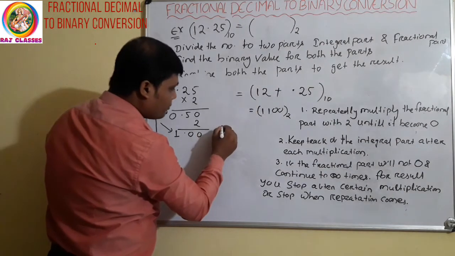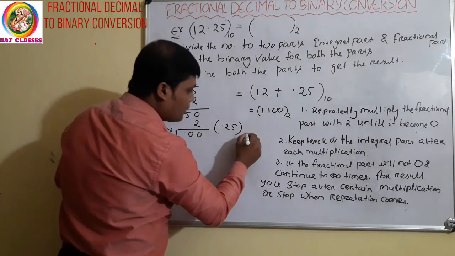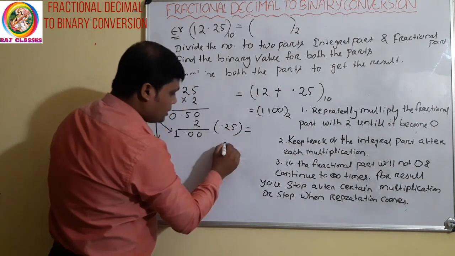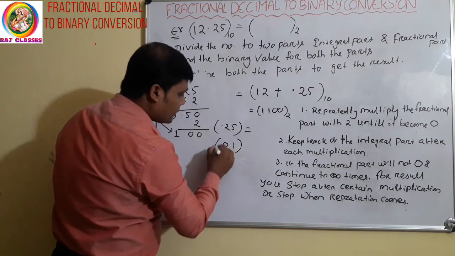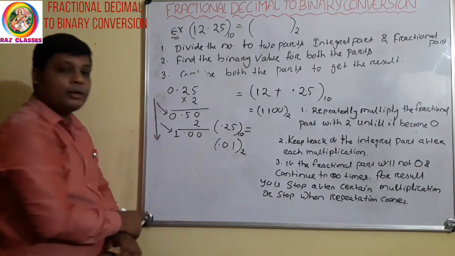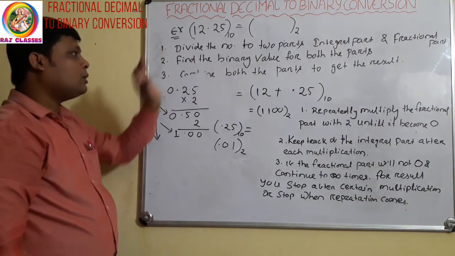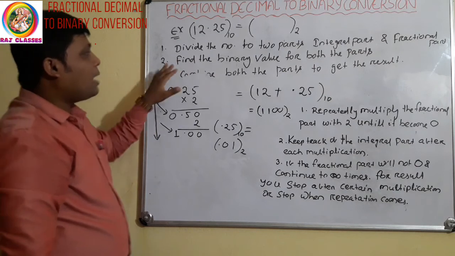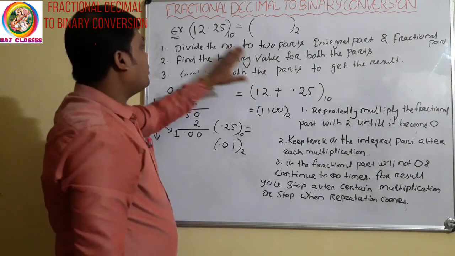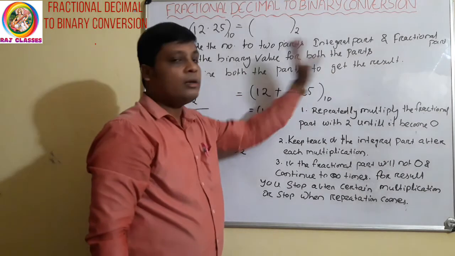So what is the binary value of 0.25? The binary value of 0.25 will be 0.01 base 2. Clear? Then, as I have told before, after finding the binary value for both the parts, we have to combine both the parts to get the result.